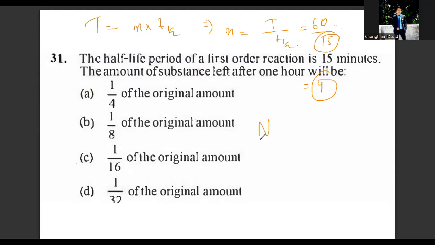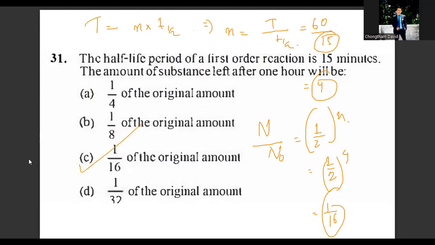Now from the formula, N divided by N naught is (1/2) to the power n. So you have 1 by 2, and what is the value of n? It's 4. So it would be 1 by 16 of the original amount. Option C would be the answer for question 31.